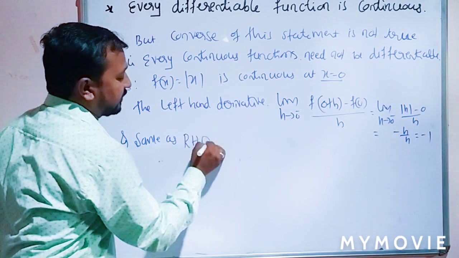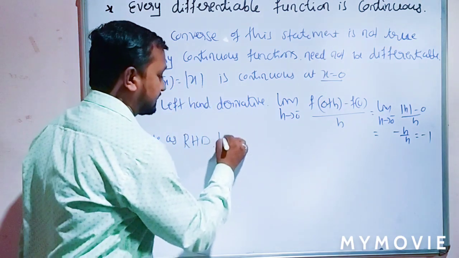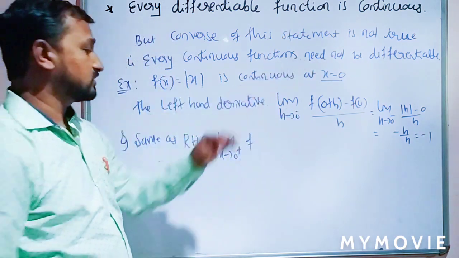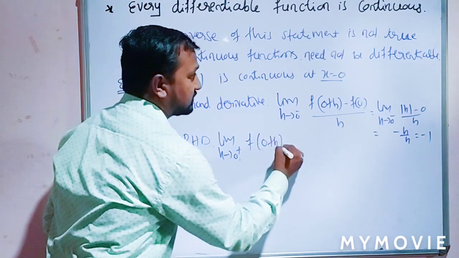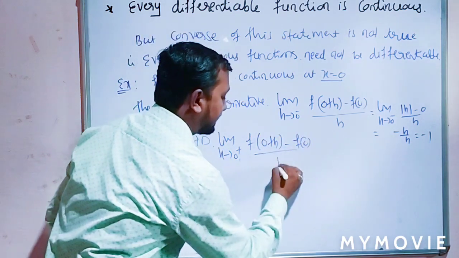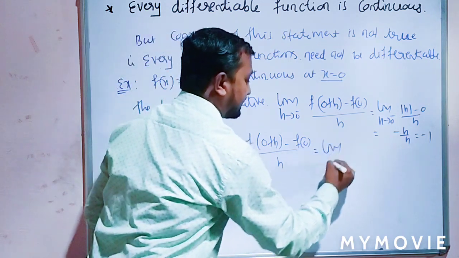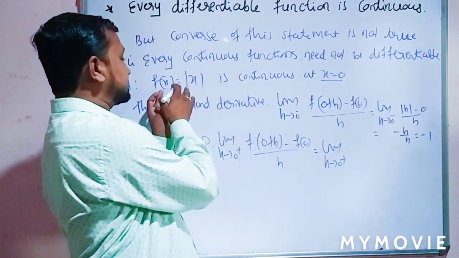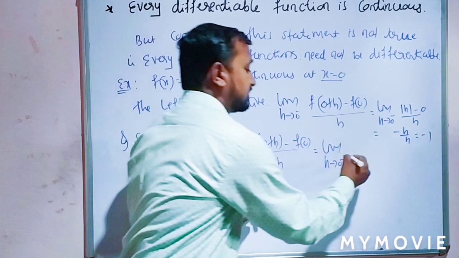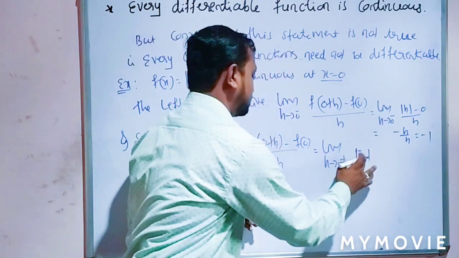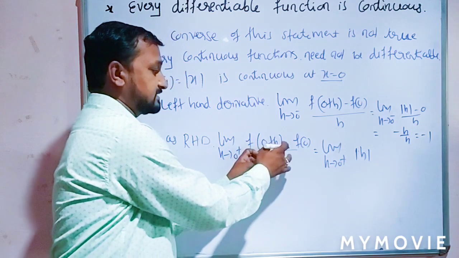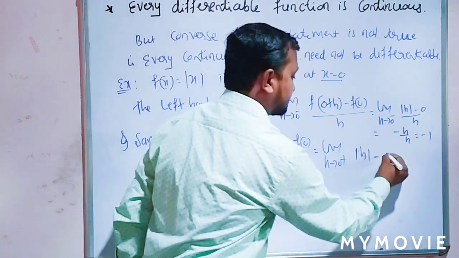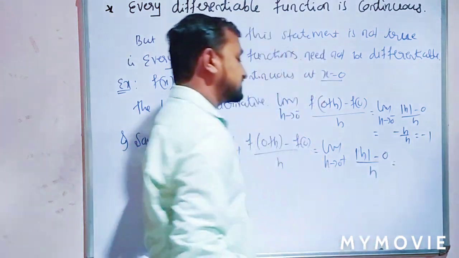as for the right hand derivative. The right hand derivative is also the limit as h tends to 0 plus of f of 0 plus h minus f of 0, divided by h. Here f of x is mod x, so f of 0 plus h is nothing but f of h, which is mod h. So mod h minus 0, divided by h. This is the right hand derivative.